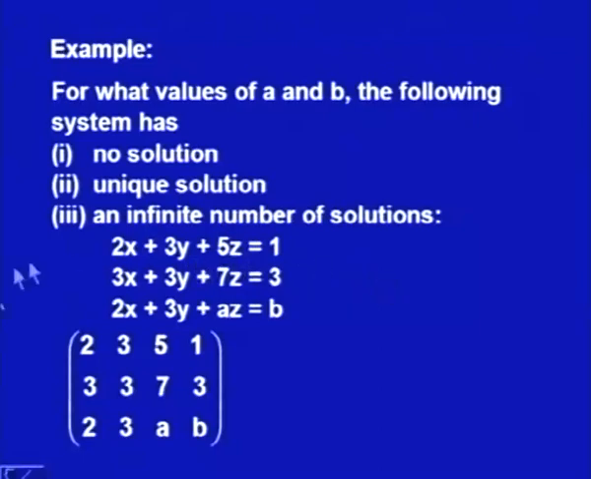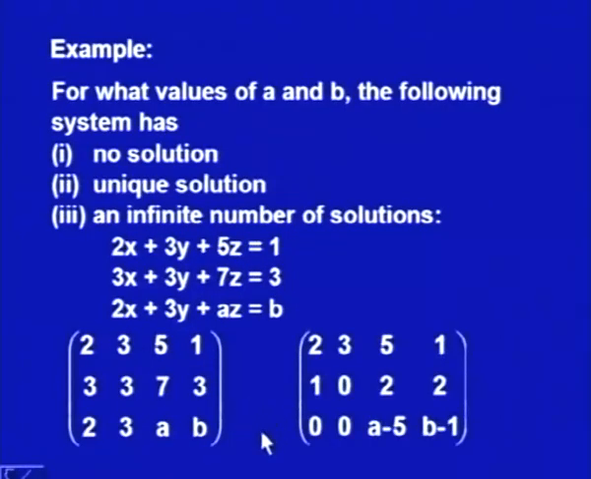So, to start with, I will consider the augmented matrix. The coefficient matrix is 2 3 5, 3 3 7, 2 3 a, and the matrix B is 1, 3, b. I try to apply linear transformations and reduce this matrix into this form. So, what I have done is I have subtracted this row from this. So, this is the linear operation I am applying. 3 minus 2 is 1, 3 minus 3 is 0, 7 minus 5 is 2, 3 minus 1 is 2, and I am subtracting the third row from the first row, that gives me 0 0, a minus 5 and b minus 1.